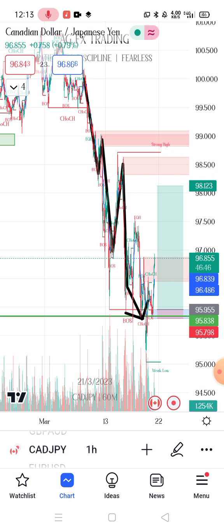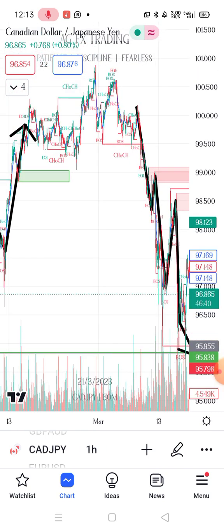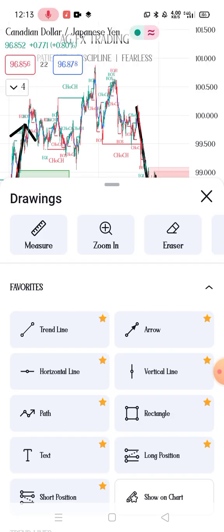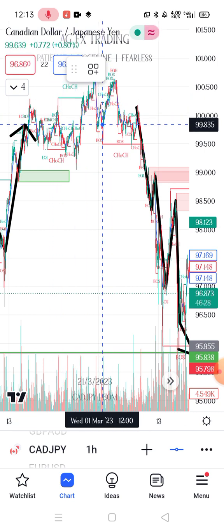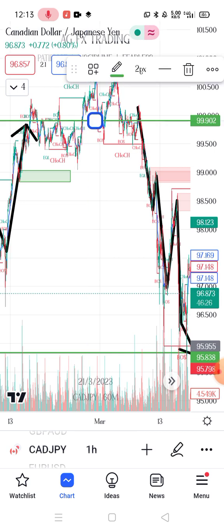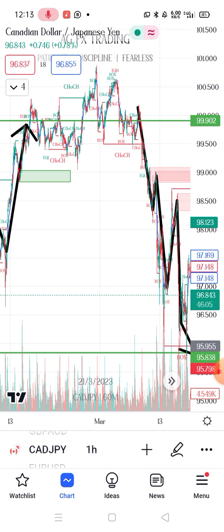All right, so I'll be telling you about supply and demand right now. I'll make it very simple for you. You see this area here is called the supply zone. Supply means you are selling, demand means you are buying, basically.